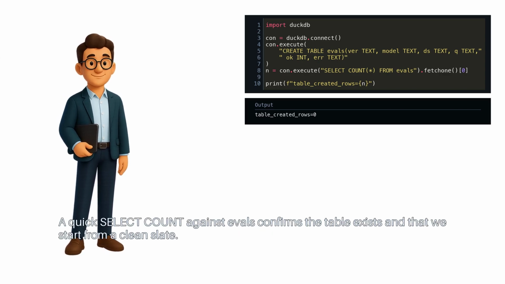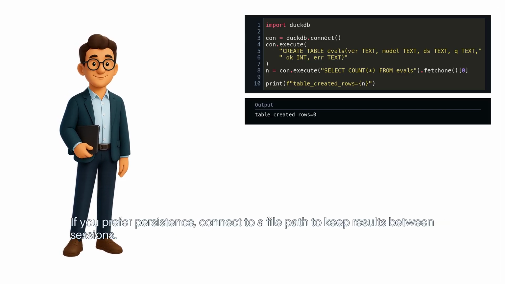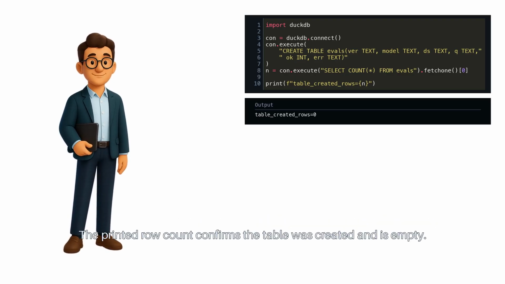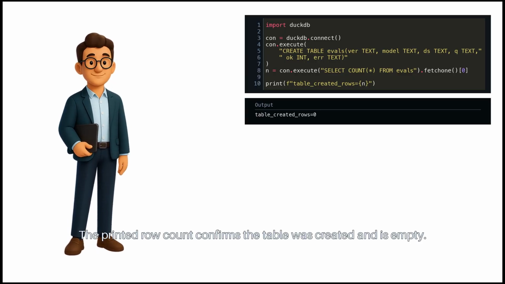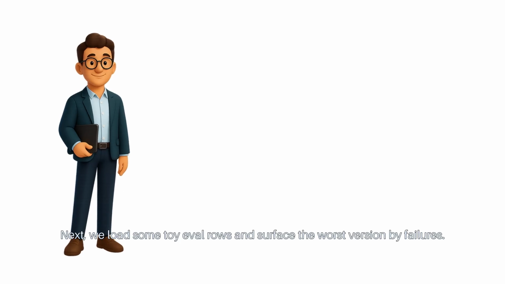A quick select count against evals confirms the table exists and that we start from a clean slate. If you prefer persistence, connect to a file path to keep results between sessions. The printed row count confirms the table was created and is empty. Next, we load some toy eval rows and surface the worst version by failures.